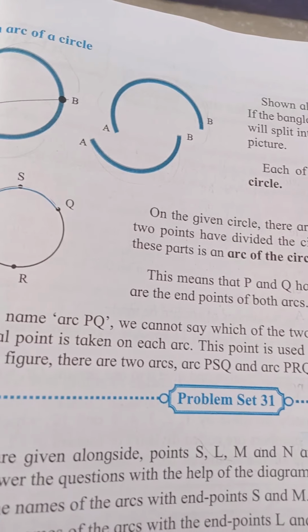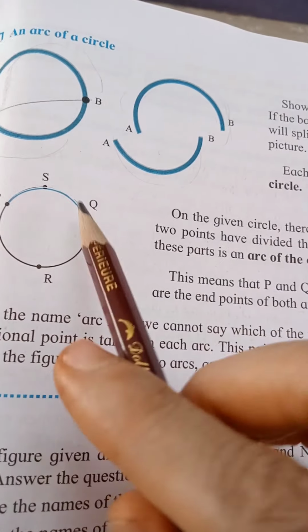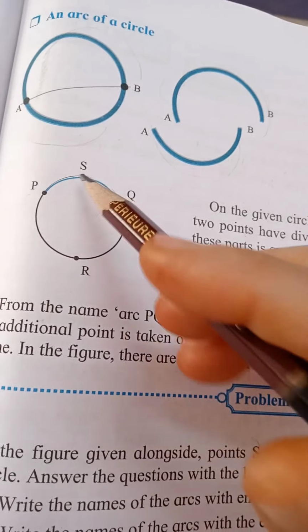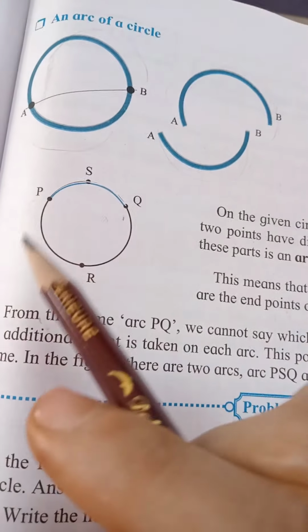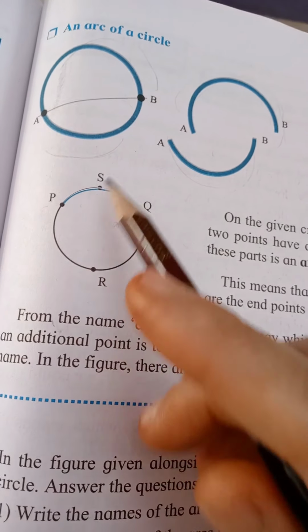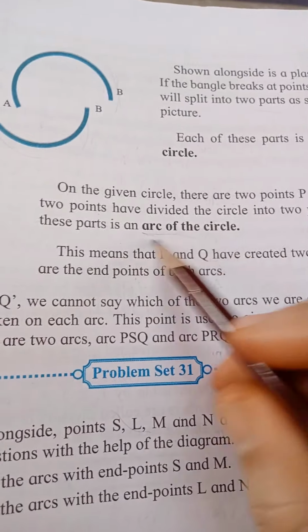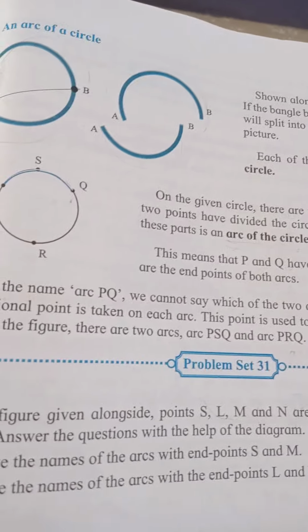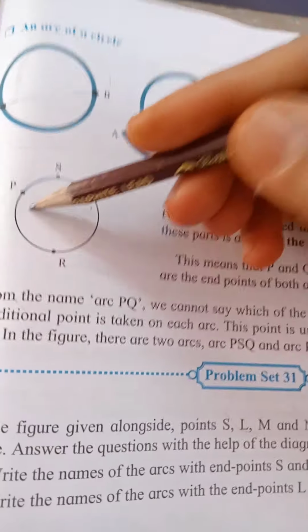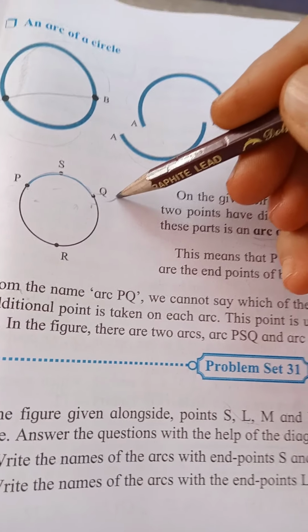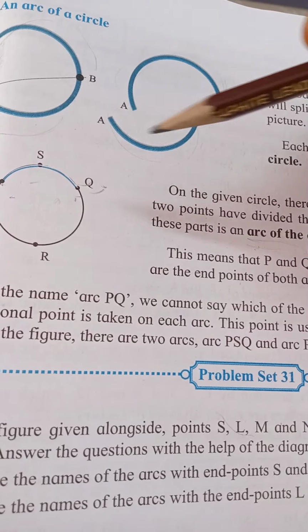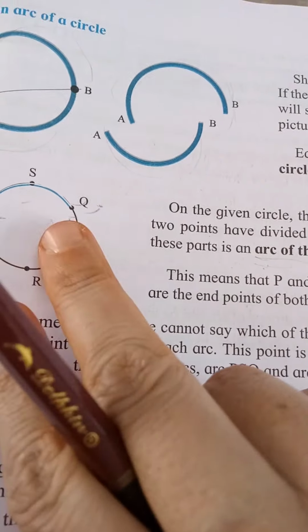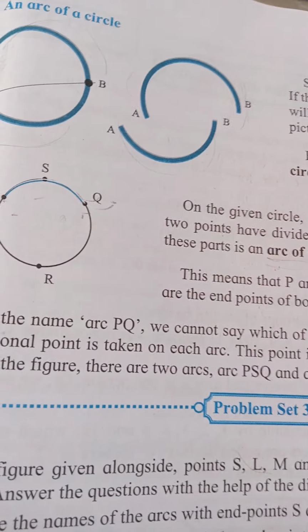On the given circle there are 2 points, P and Q. These 2 points have divided the circle into 2 parts. Each of these parts is an arc of a circle. Now how will we read this arc? P and Q have created 2 arcs. P and Q are the end points of both arcs.